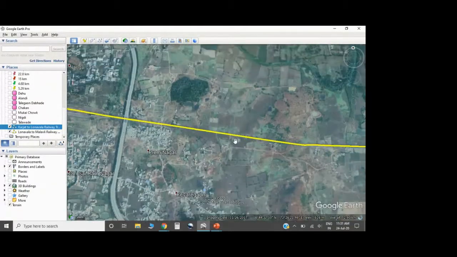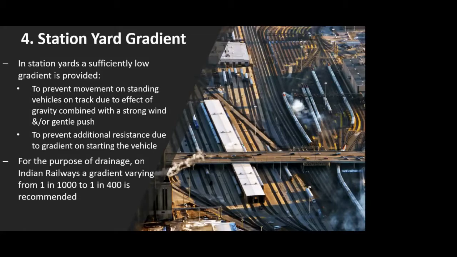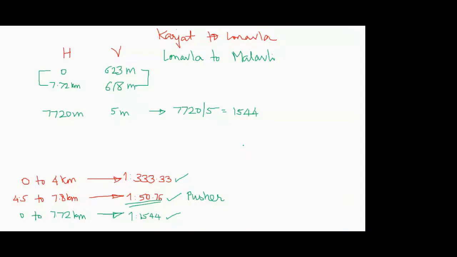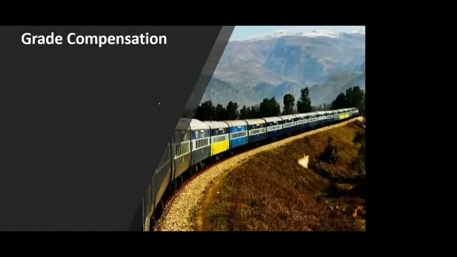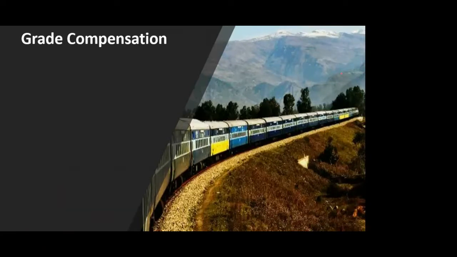Okay, so that was related to this Google Earth. Coming back to our presentation, I hope you have understood the gradients now. A last part in gradient is grade compensation. Sometimes you have extreme conditions, like in the picture on your right side: a train taking a right-hand turn, and at the same time, if you observe the railway track, it is going in the up direction, so you have an up gradient as well.